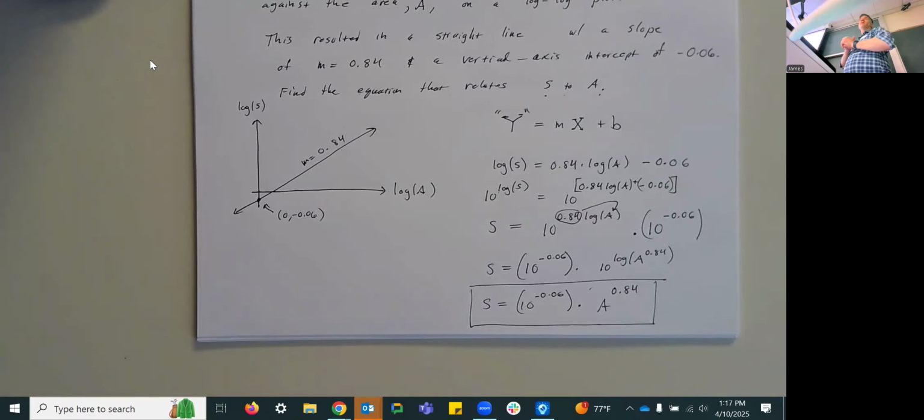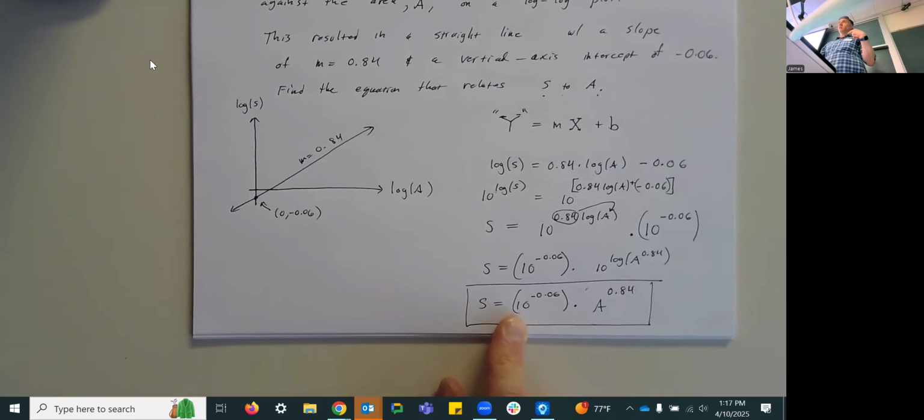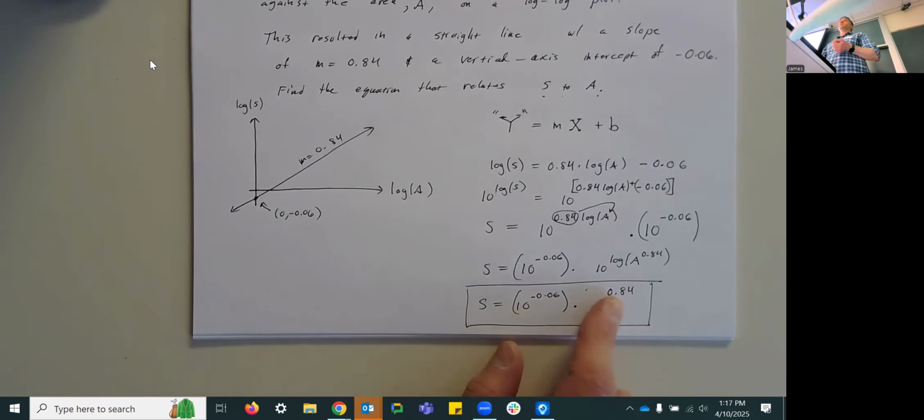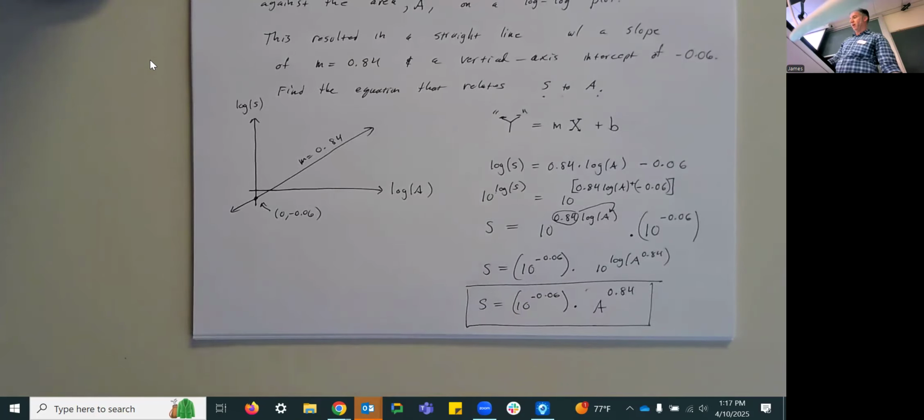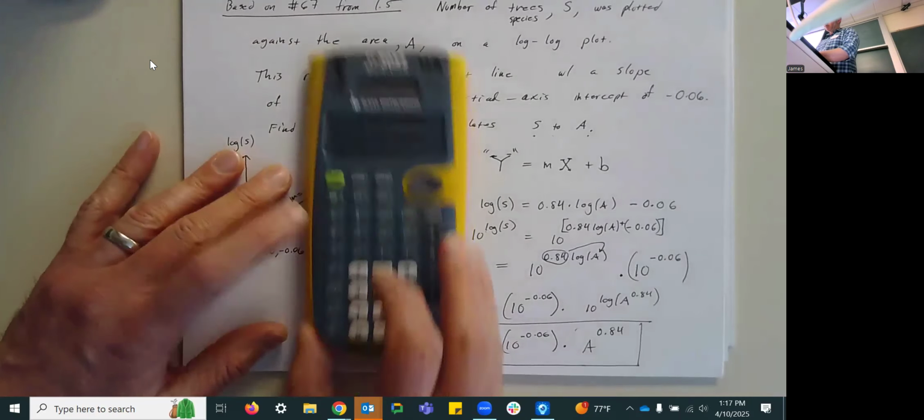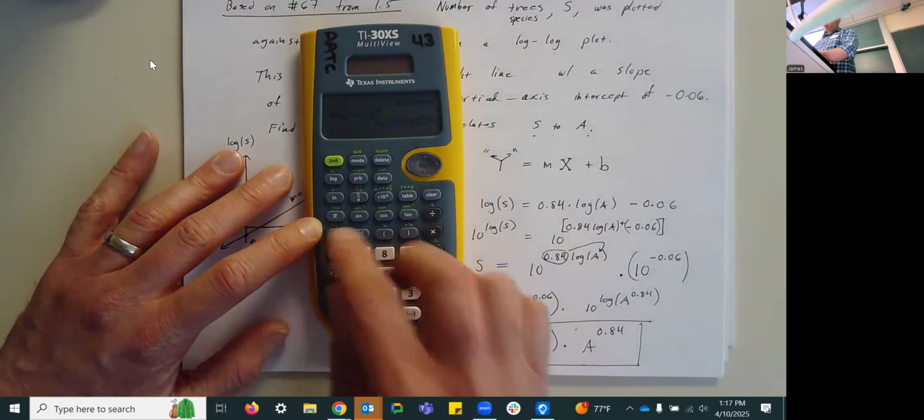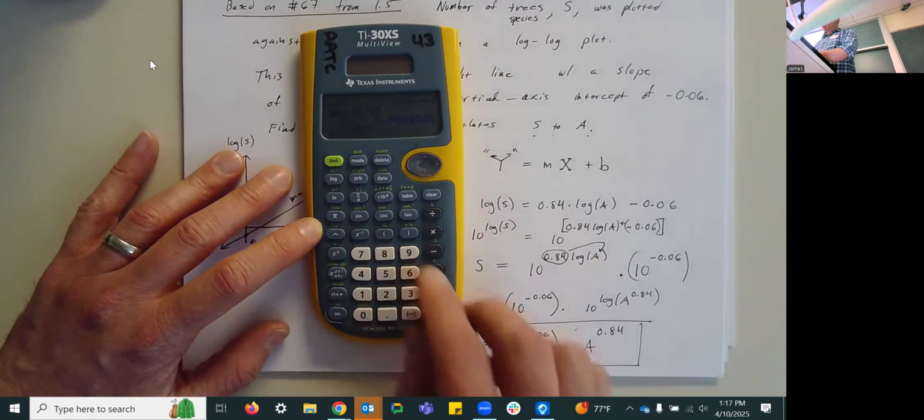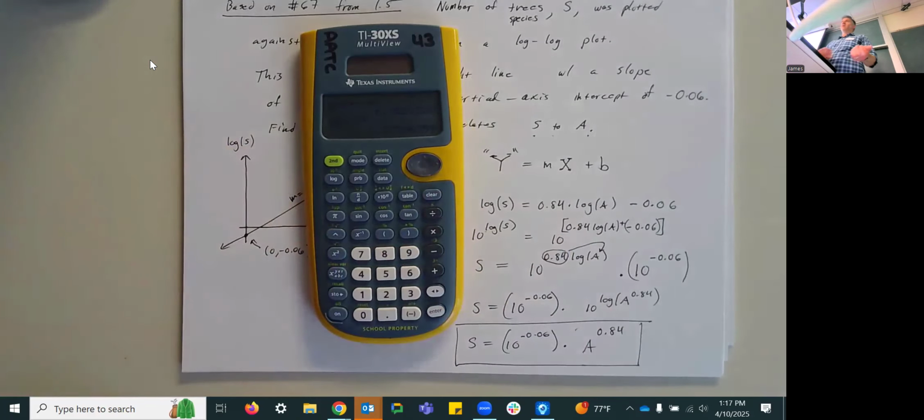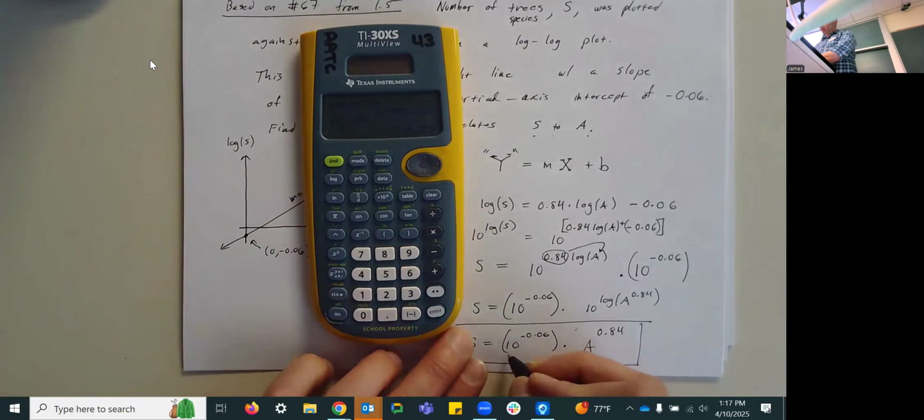Yeah. We can just leave it in that final form. You might get a decimal approximation for 10 to the negative 0.06, but I would leave it like this. Yeah, 10 to whatever that power is times A to whatever that is. There's really no better. Again, you could simplify this further by getting a not exact decimal approximation using a calculator. So in fact, if we did that, 10 to the negative 0.06 is about 0.870, right? So where do we stop? I don't know. So you could also think of this as approximately 0.87.